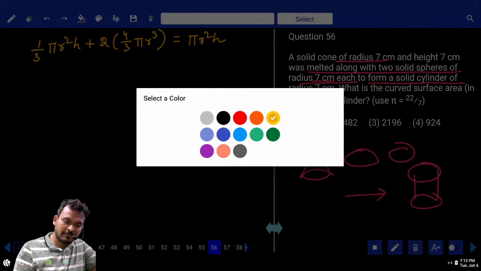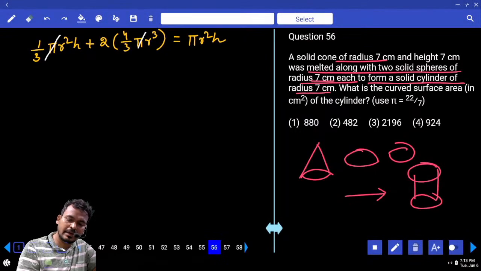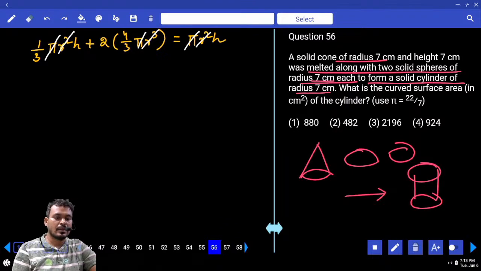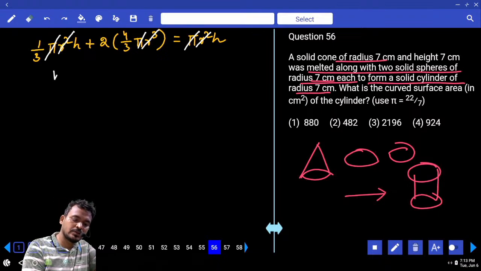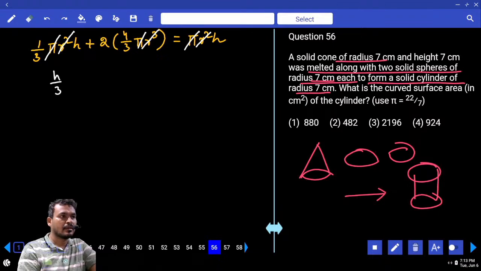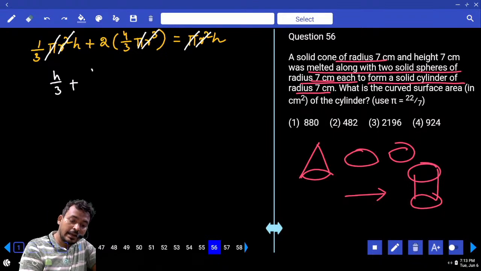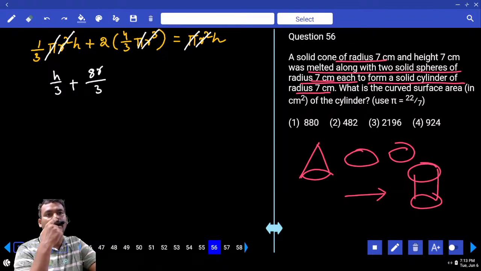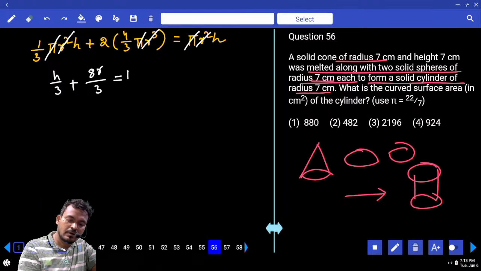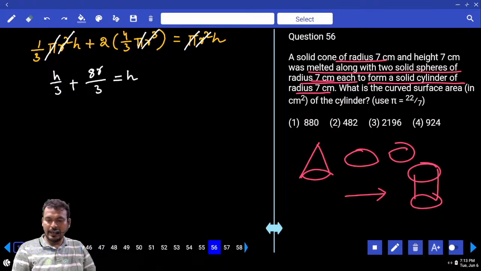First we cancel the pi value on the left hand side and right hand side, or not? Left hand side r square, right hand side r square, cancel or not? What is the remaining value on the left hand side? H by 3 plus 8r by 3, or not? Actually r cube or r square? R cube. What is the remaining? R value. That is equal to which one? H, or not? Okay.